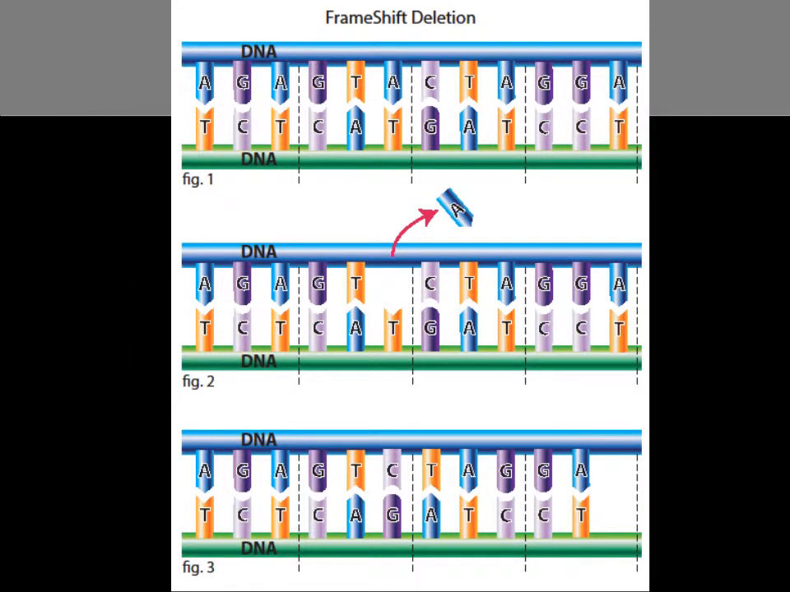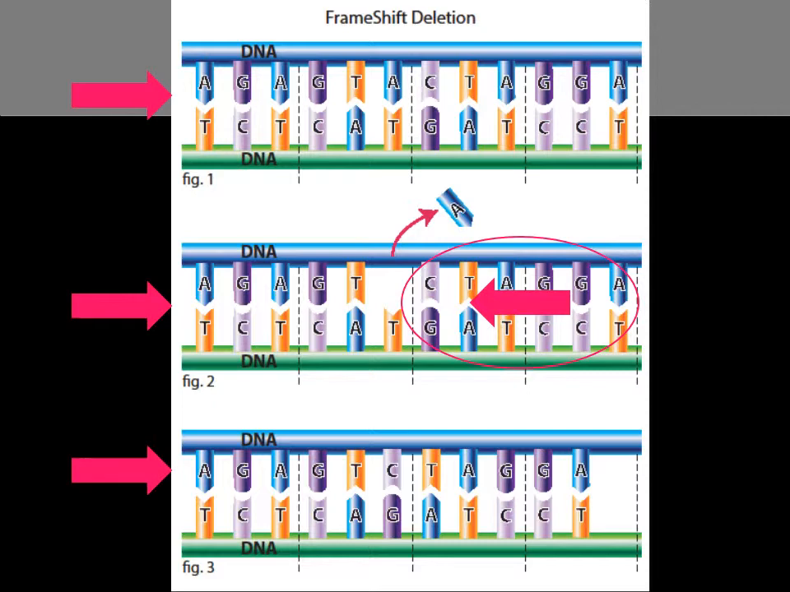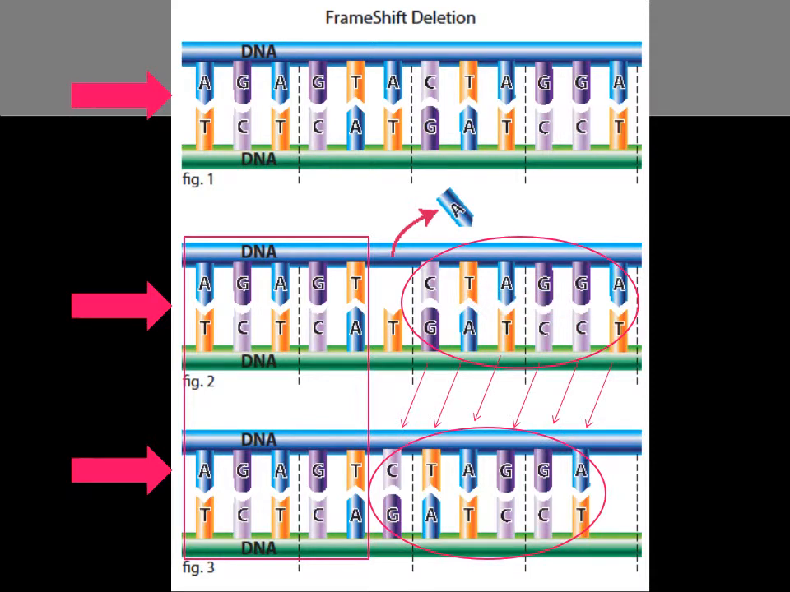Here is an illustration of a frame shift deletion. Figure 1 represents the original strand of DNA. Figure 2 shows that while the DNA was being copied, an A was left out by mistake, leaving a gap in the sequence. Everything to the right of the missing A shifts to the left to fill the gap. Figure 3 shows the new strand of DNA. The section to the left of where the deletion occurred is just the same as it was before. The gap left by the deletion has been filled by shifting the rest of the bases to the left.